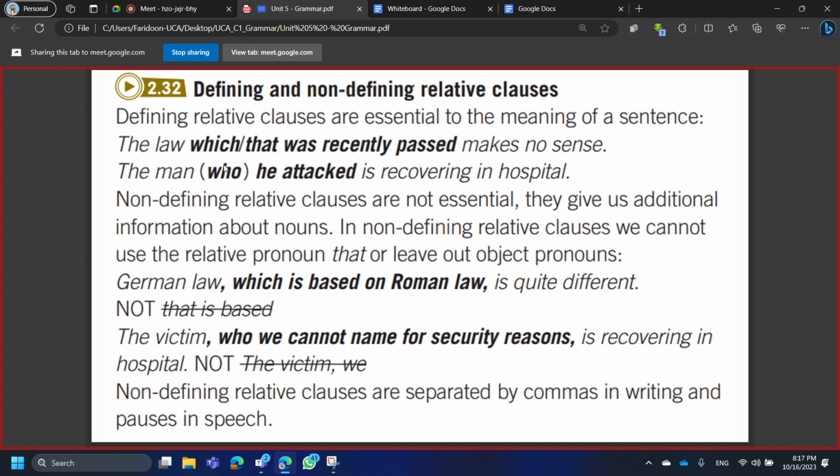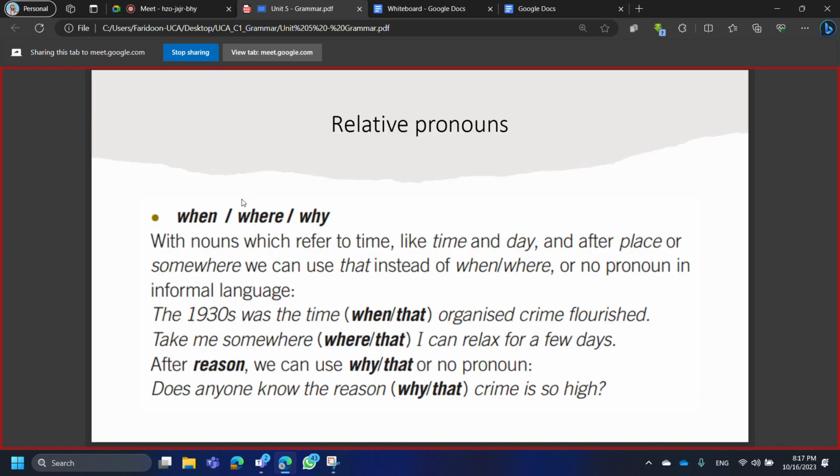Okay, so we already have 3 of them: who, which, and that, and everybody knows that. But if we continue in here, we also have some other ones that many people don't really use many times. They're when, where, and why. So let's talk about it.